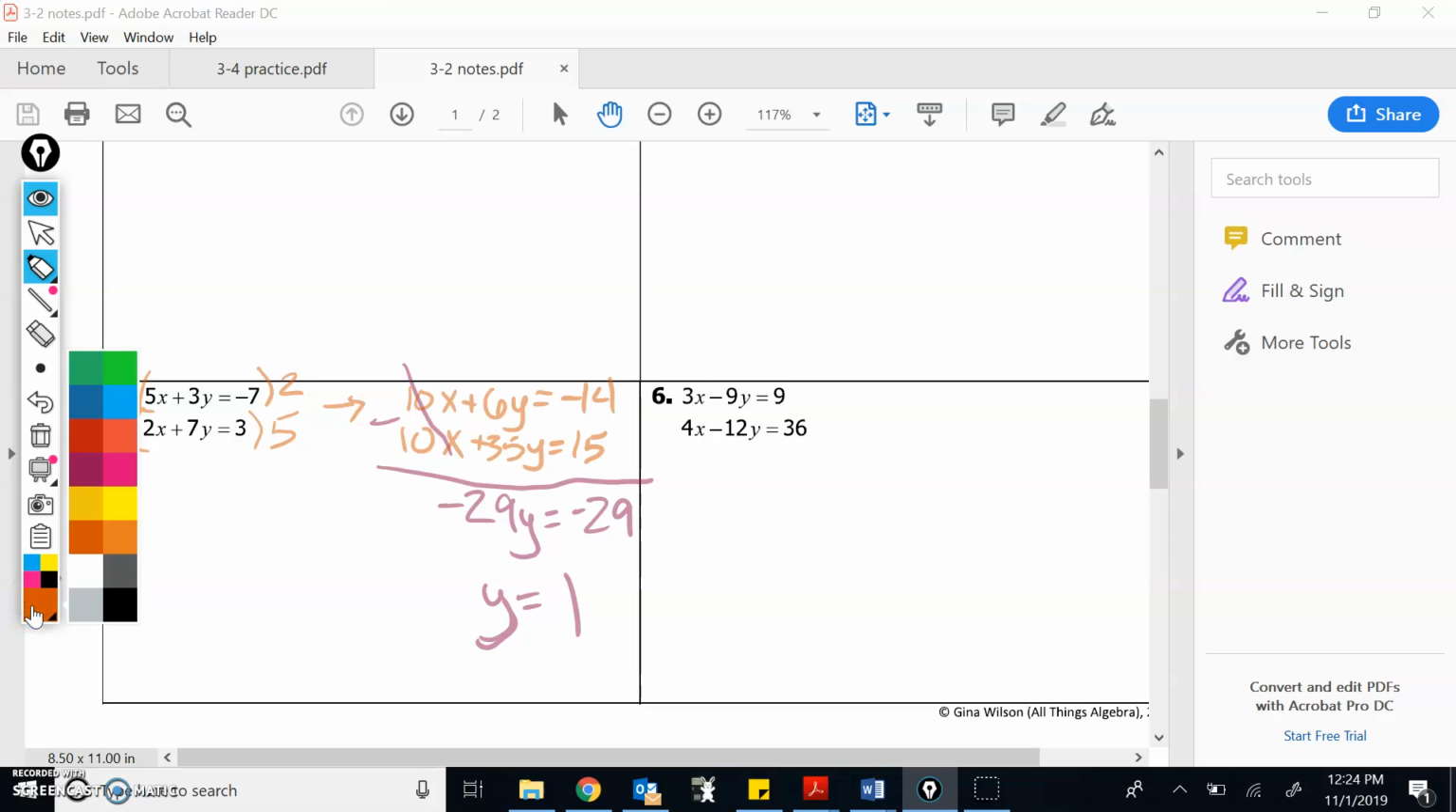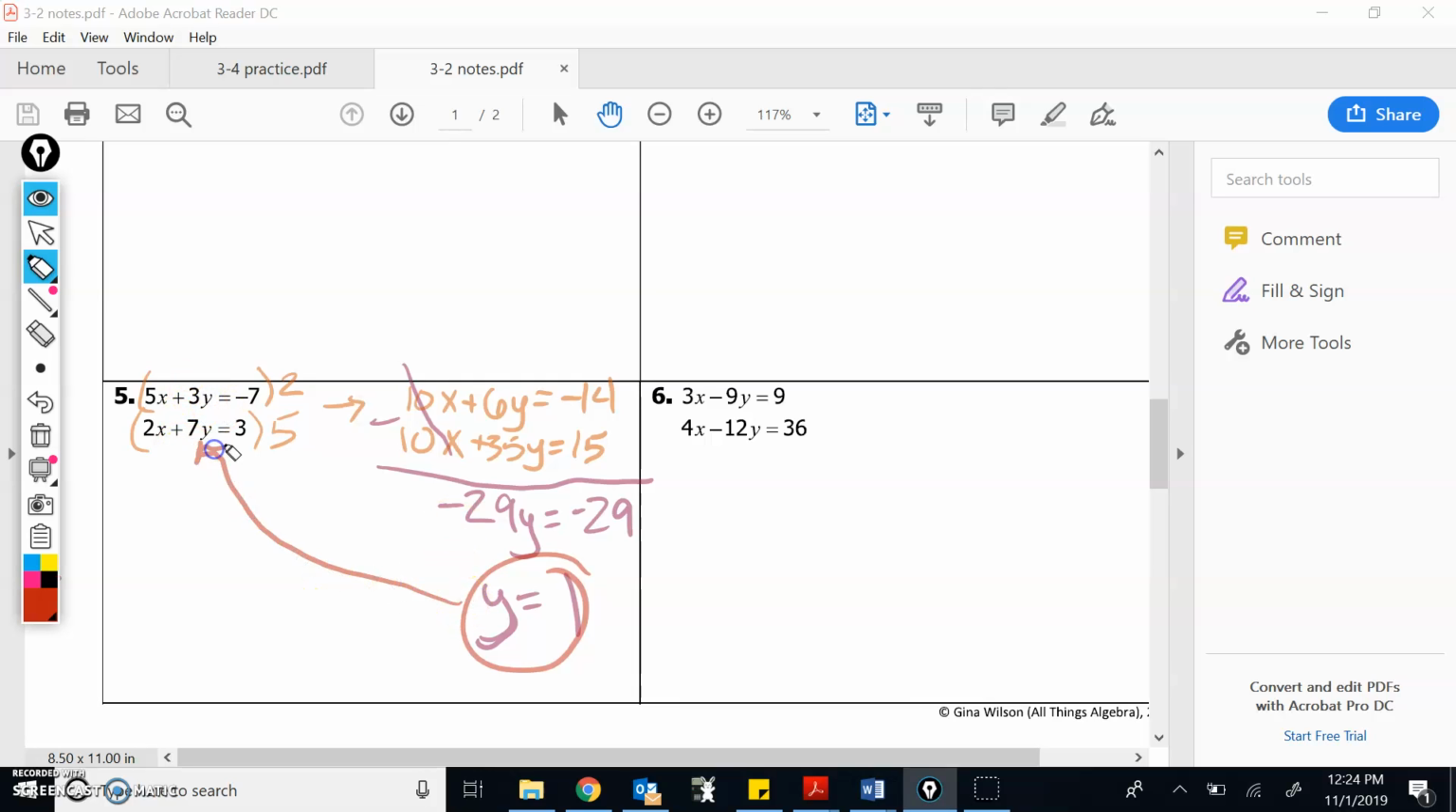Now we just substitute that back in, and you can substitute that into these equations or any of these two. I'm going to pick the one with the smaller numbers. I'm going to do that one. So we get 2x plus 7 times parenthesis 1 equals 3. 2x plus 7 equals 3. Subtract over the 7. X is going to be a -2. And again, you write your final answer as an ordered pair, x, comma, y.